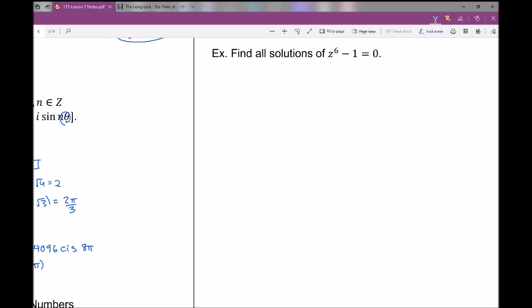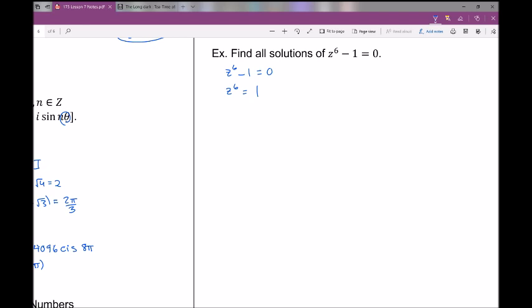So now we want to apply this to solving equations. So let's look at the equation z to the 6th minus 1 is equal to 0. Alright? If we wanted to solve for z, it might seem kind of obvious that we would just want to add 1 to the other side. So we get z to the 6th is equal to 1.